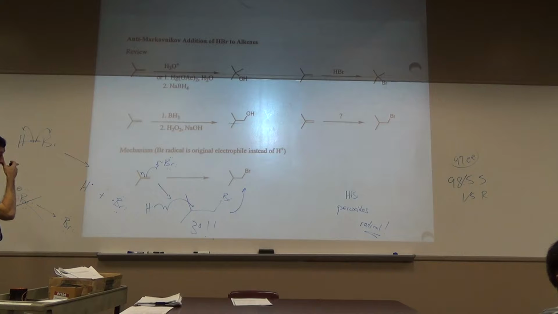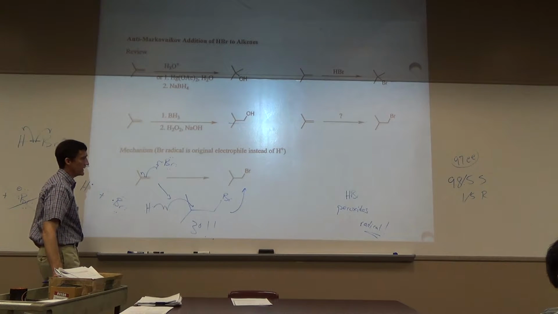The peroxides make it do this. In the end, it's almost partly memorization. When you add peroxides, what do you get? Radicals. You get anti-Markovnikov addition of HBr. Okay, and it is a radical reaction.